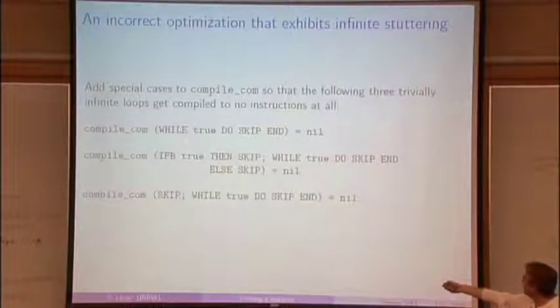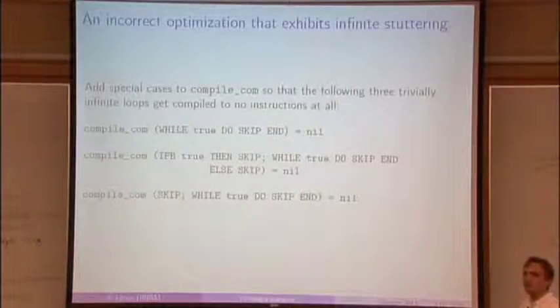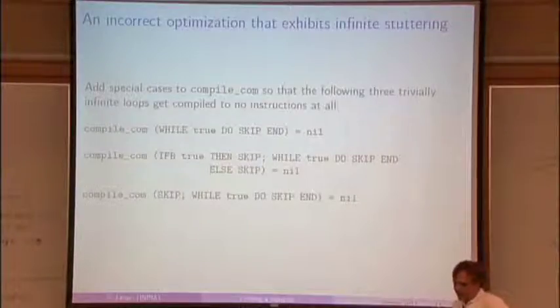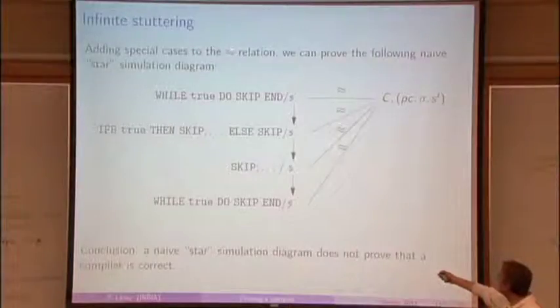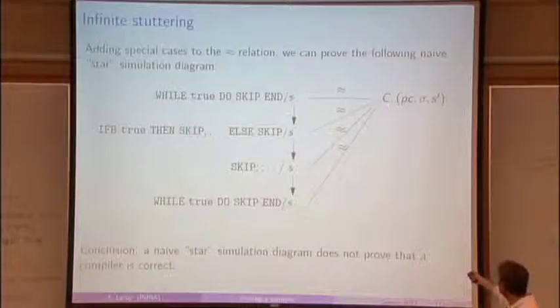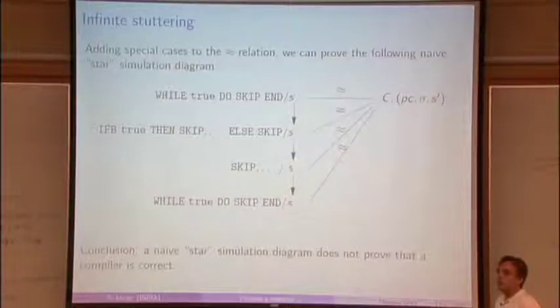And just for fun, that loop actually reduces to that, which reduces to this, which reduces to that. So those three terms we are going to compile to no code at all. And if we hack correctly our relation, we can prove a star simulation diagram that says, here we have those three reductions that correspond to no reduction in the compiled code, being actually empty. So basically here we have divergence, and here the machine has terminated already.